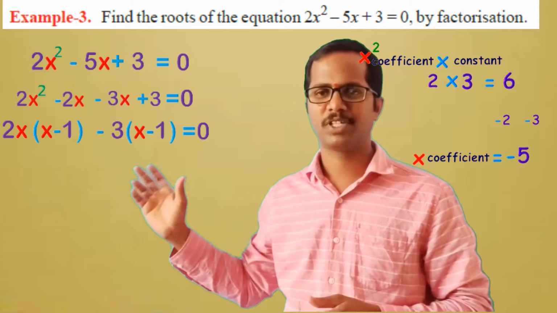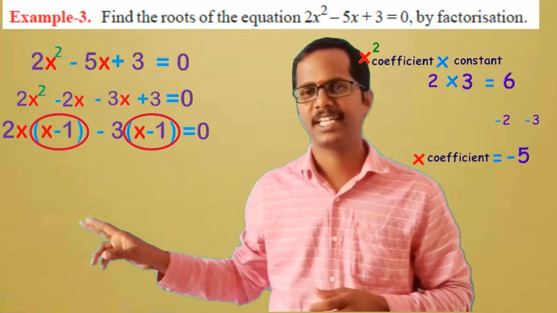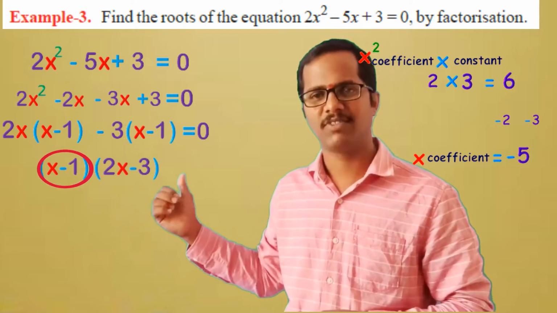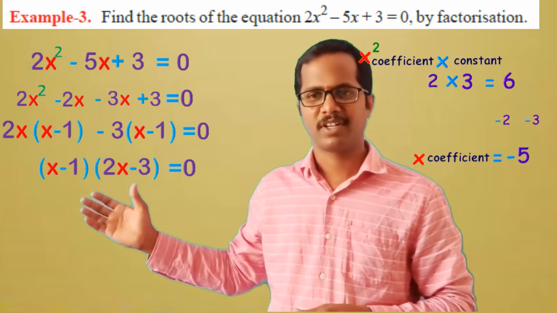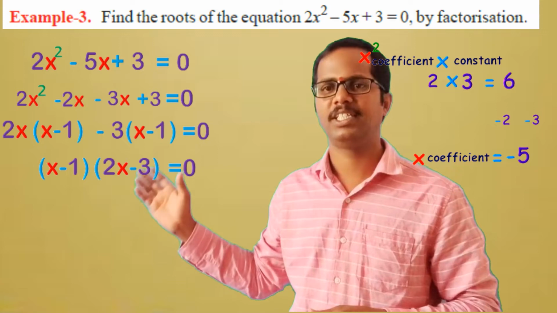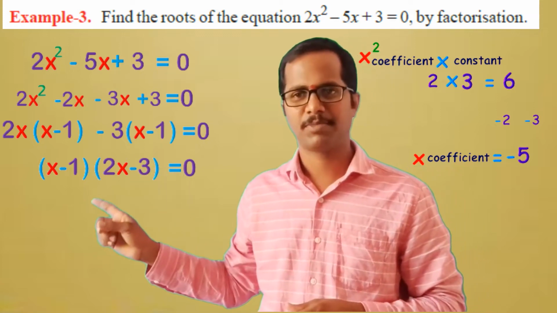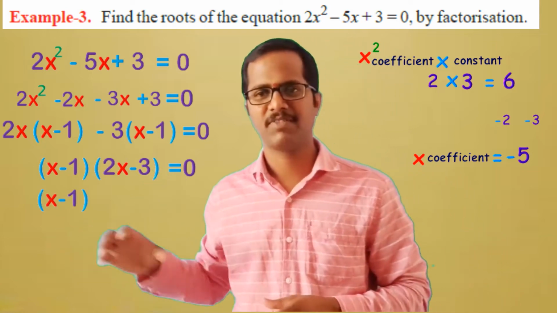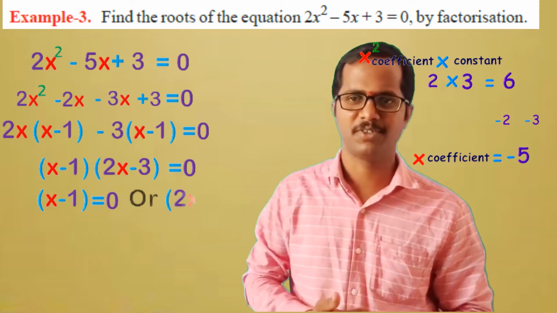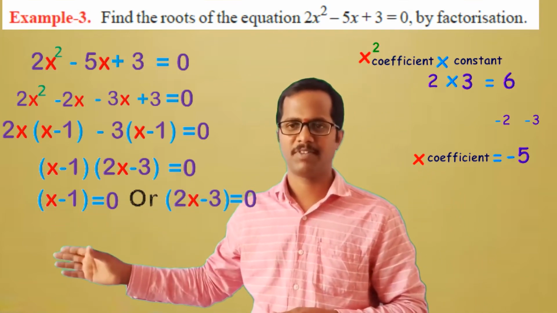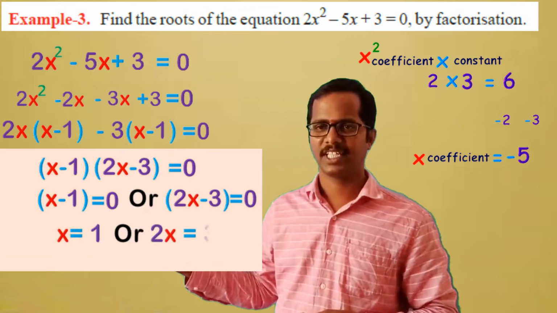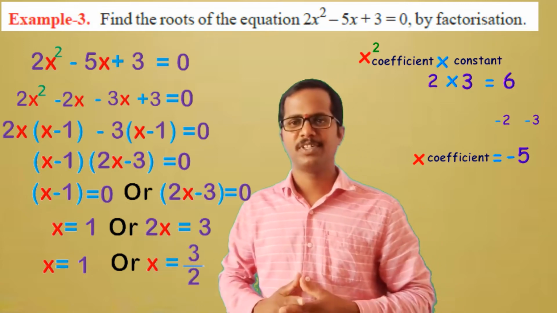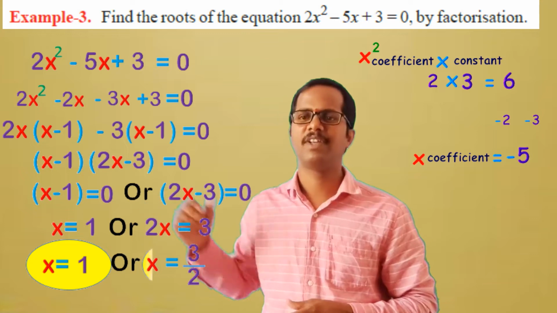Now again if you observe in these two terms, we have x minus 1 common. By taking x minus 1 as common out, we get x minus 1 into 2x minus 3 equals 0. So now the product of x minus 1 and 2x minus 3 is equal to 0. That means either one of these is equal to 0 or both are equal to 0. So we can write x minus 1 equals 0 or 2x minus 3 equals 0. By simplifying, we get x equals 1, and simplifying the next one, we get x equals 3 by 2.